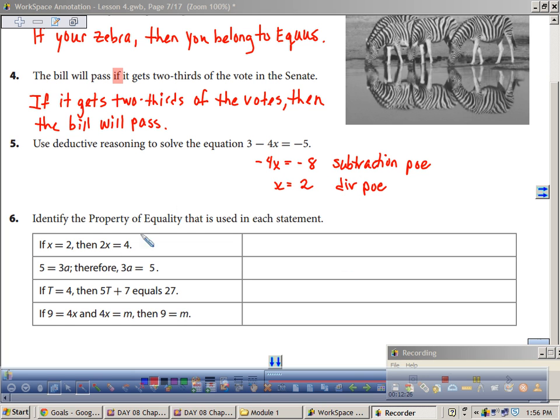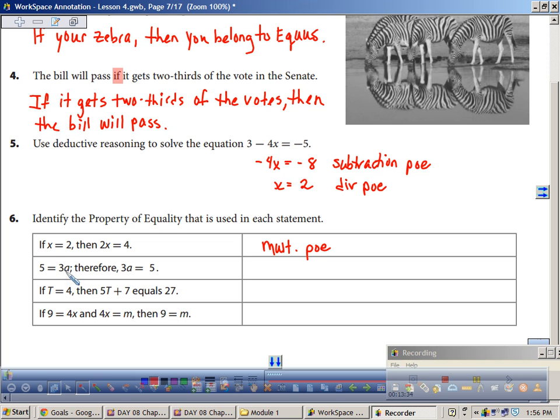Good. All right, let's identify the properties, kind of like the inverse of what we just did. If x equals 2, then 2x equals 4. What do they do to get from if to then? You have to start with the hypothesis, right? If x equals 2, and we're missing a little piece in here, and we apply this property, then 2x equals 4. How do I get from x to 2x? How do I get from 2 to 4? Multiply. If I multiply both sides of the equation by 2, wouldn't I get 2x equals 4? Good. So this would be multiplication PO.